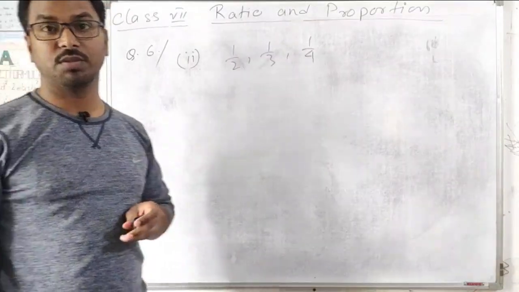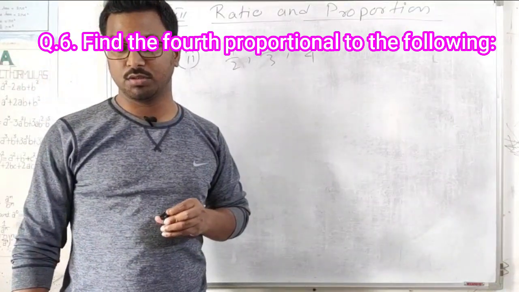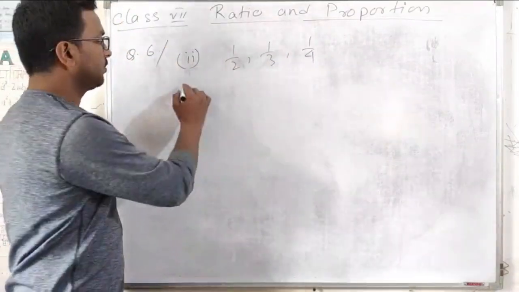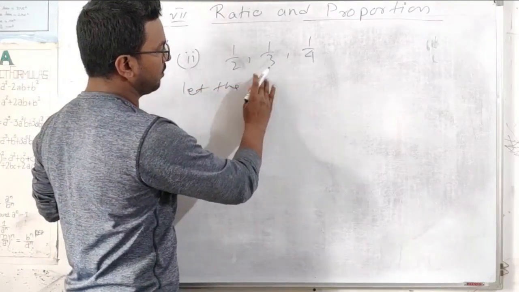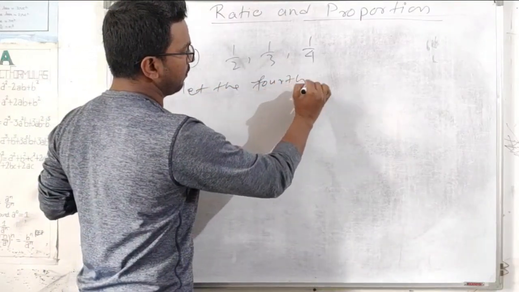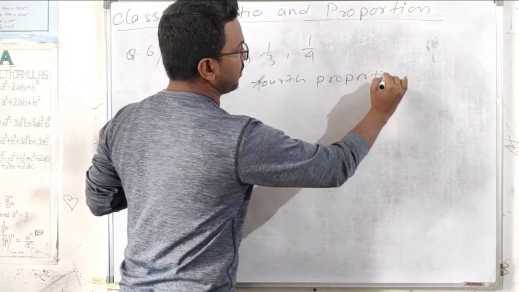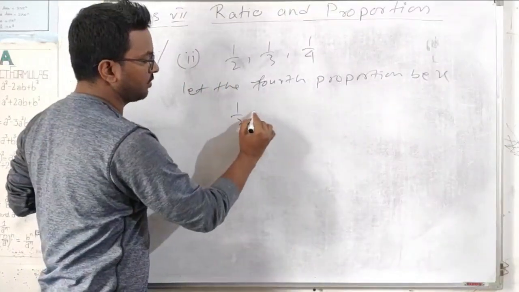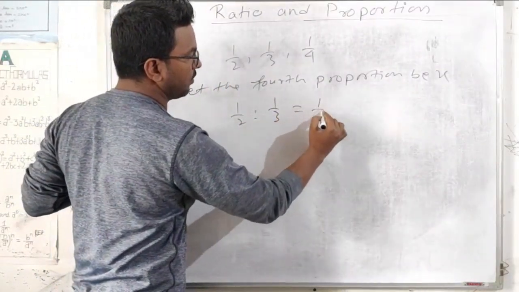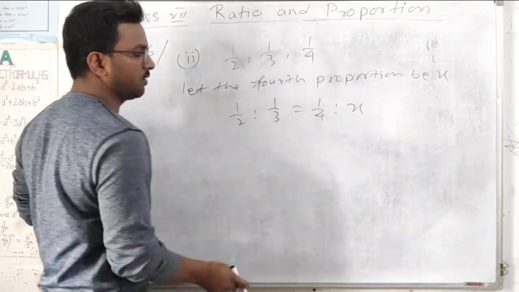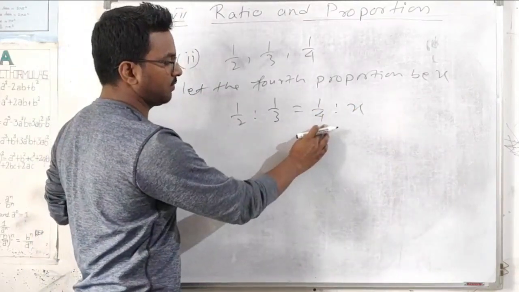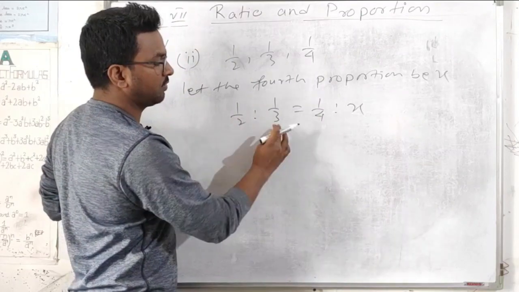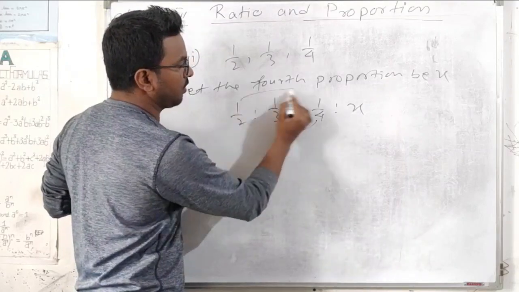So our next question is question number 6. Find the fourth proportion to the following. So here 3 is given. Here to find the fourth proportion. So let the fourth proportion be x. Okay, so we can write 1 is to 2, 1 by 3 equals 1 by 4, and the fourth proportion is x. So we'll multiply this one with this. Okay, isn't it? Product of extremes equals product of means.